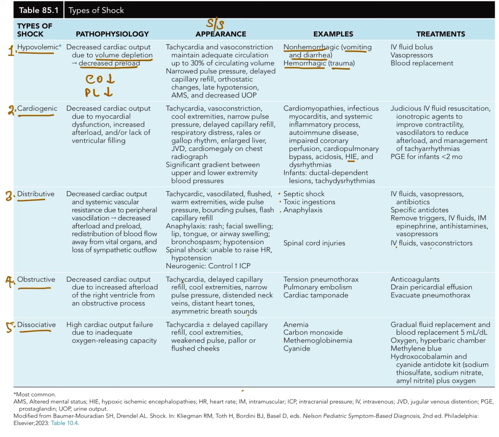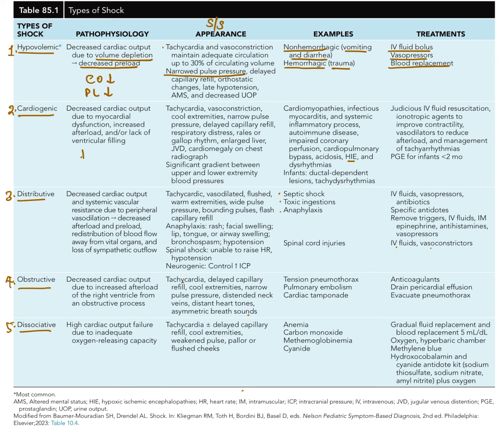So the appearance or the signs and symptoms in this type of shock are tachycardia, vasoconstriction, narrow pulse pressure, delayed capillary refill time, orthostatic changes, altered mental status, and decreased urine output. In this, we give IV fluid bolus as in every type of shock because of low BP. Second is vasopressors and blood replacement in case of trauma.